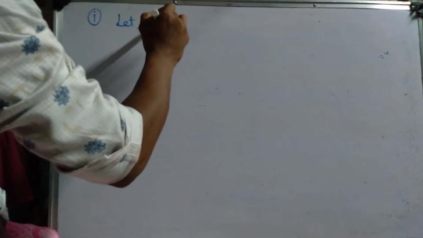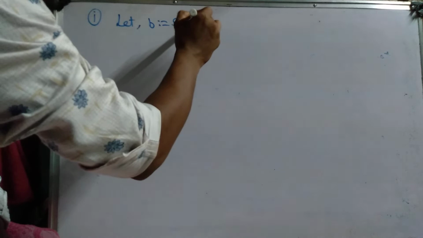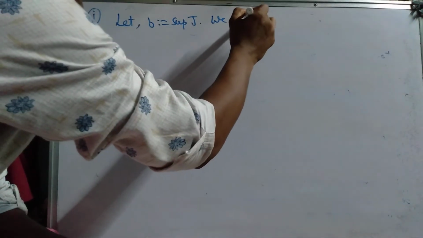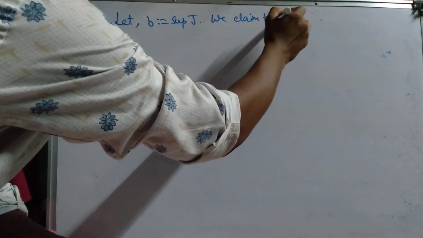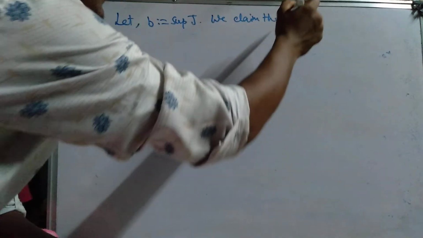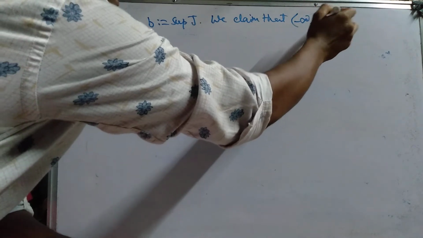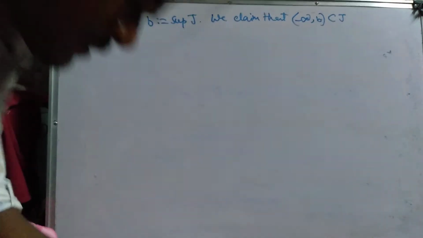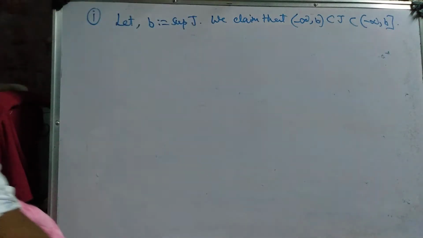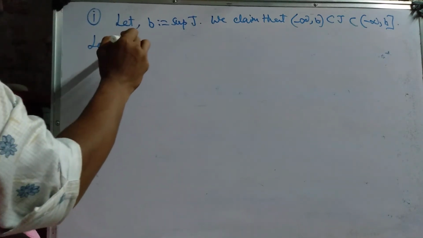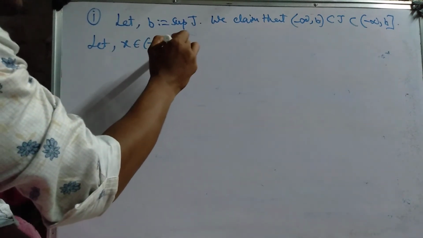First, let B belong to the supremum of J. Let B equal the supremum of J. Then we claim that (minus infinity, B) is a subset of J, which is a subset of (minus infinity, B]. Okay, let x belong to the open interval (minus infinity, B).